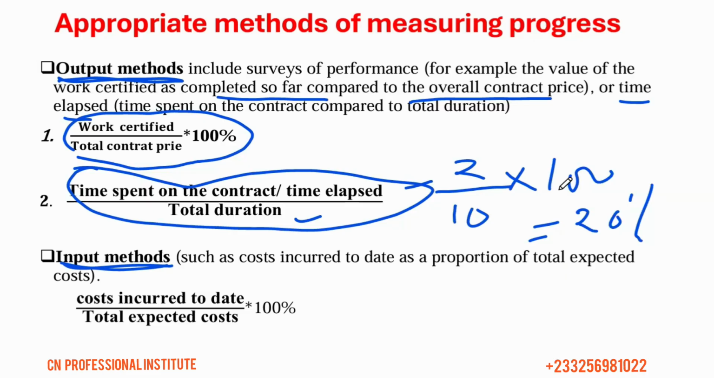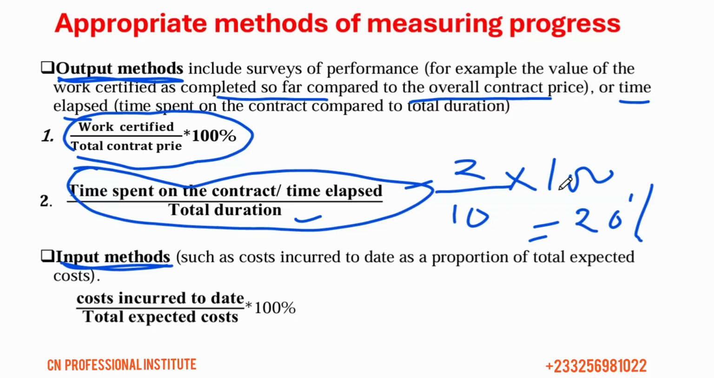We normally use the first one, which is the work certified over the total contract price. But you could see the second one, time spent over total duration. You can equally see that in questions. The second one is the input method. So the input method normally uses cost. So with the input method, we use cost incurred to date over total expected cost by 100.